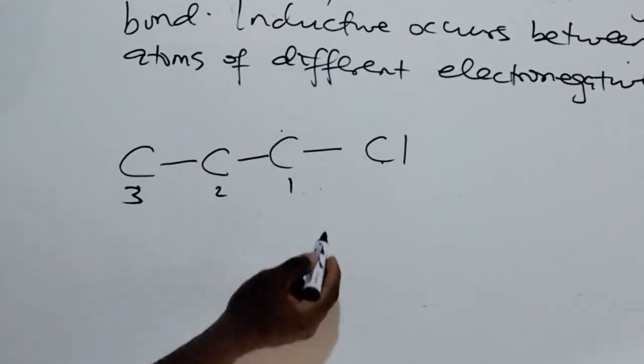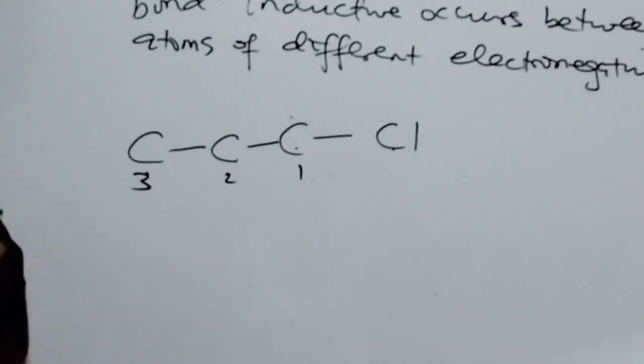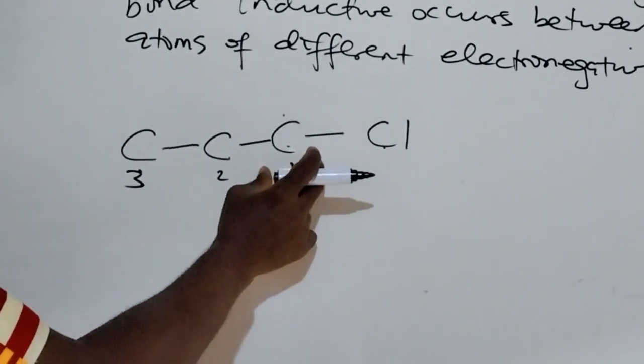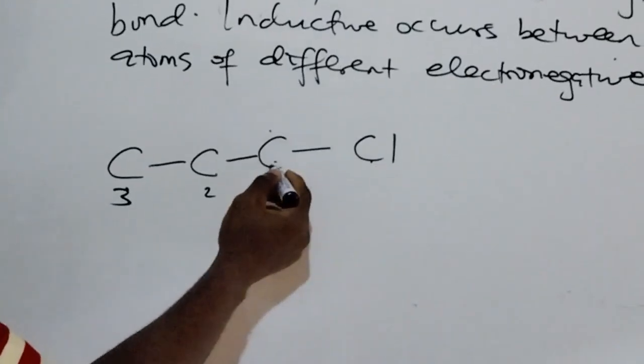What kind of tug of war? They're going to drag the shared electron between the 2 of them. So which of them is going to have the upper hand? Chlorine will have the upper hand in dragging the electron. Why do I say so? Because chlorine is more electronegative than carbon.